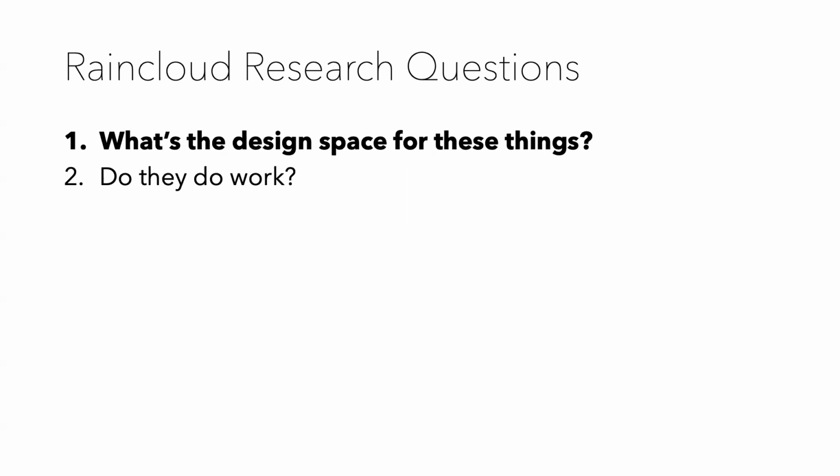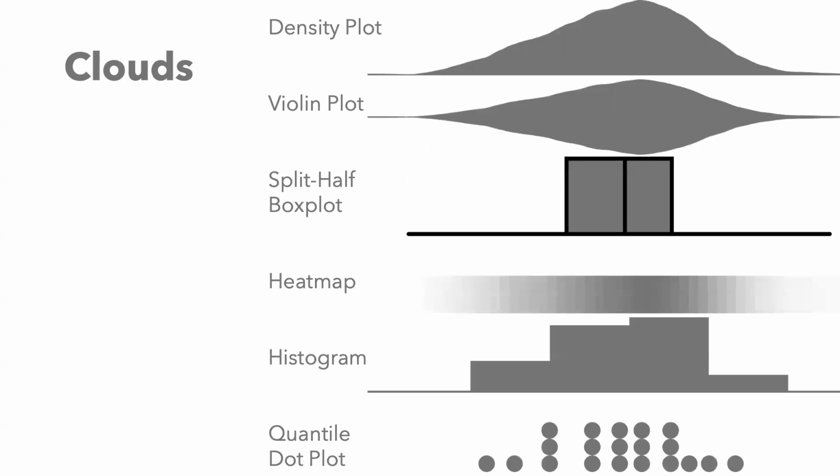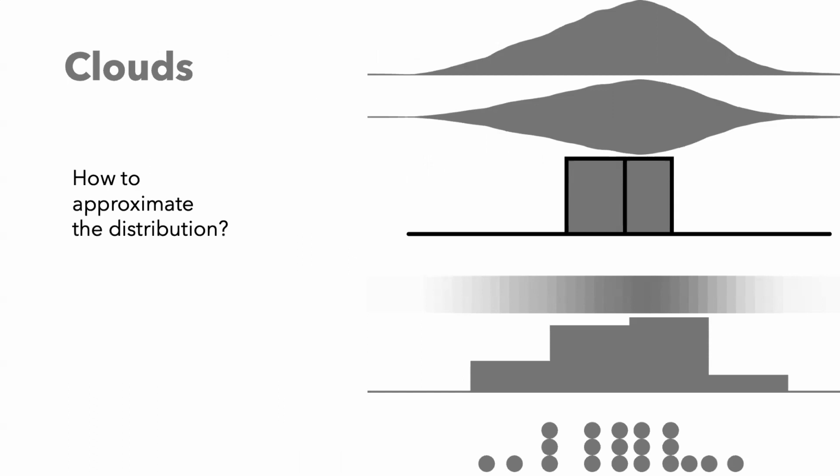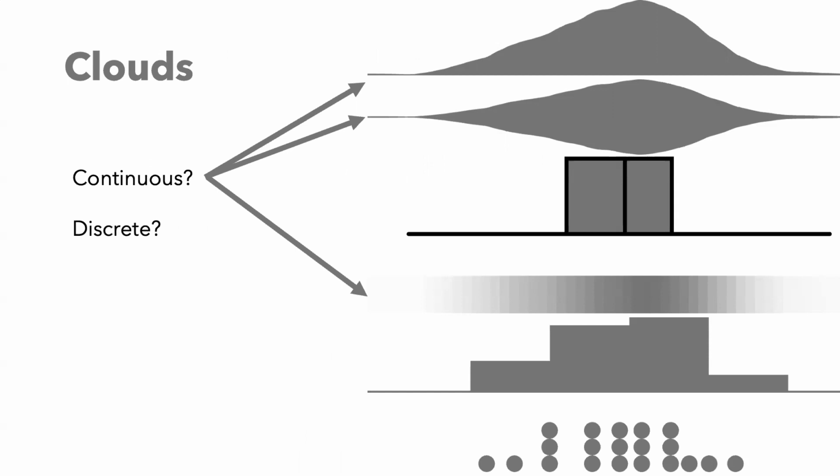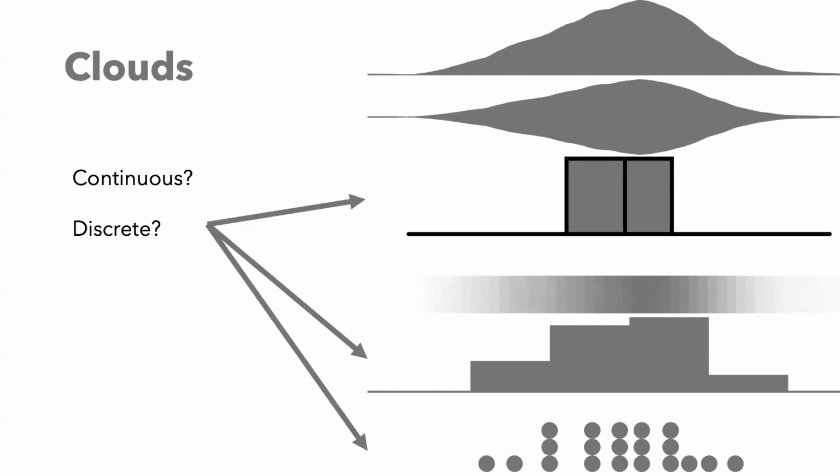So I looked at sort of what is the design space for these things. I go into the details of design more in the paper, but really there's kind of one design decision here, whether you have a density plot or these split half box plots or anything like that, which is how are we going to approximate the shape of the distribution? And to me, there's sort of two strategies here. So one is continuous, right? You have these continuous estimators often driven by things like kernel density estimates, or discretized ones, right? So a box plot is, you know, discretizing the distribution down to three numbers or so, but you could also have a histogram or these quantile dot plots on the bottom that also discretize the shape of the distribution.